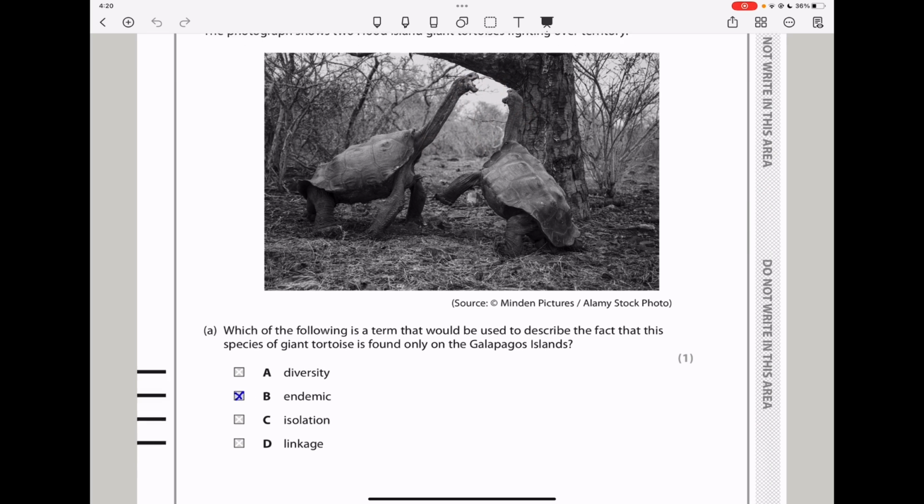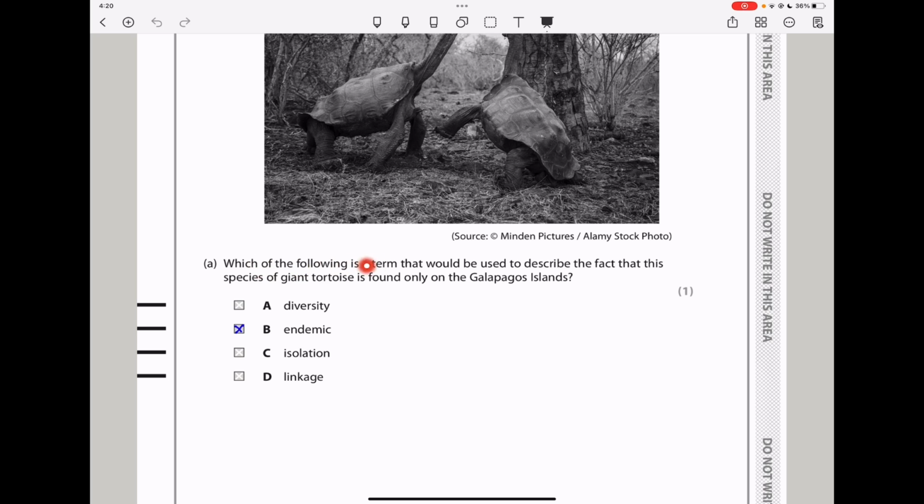You can see they have long necks. They say, which of the following is a term that would be used to describe the fact that this species of giant tortoise is found only on the Galapagos Islands. The answer should be B. It's endemic to those islands.